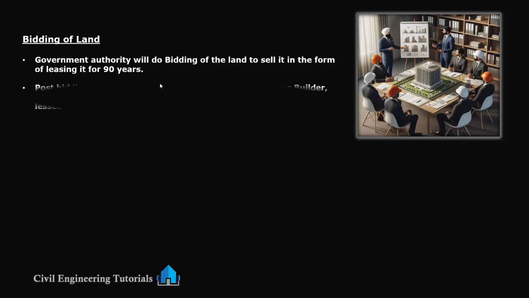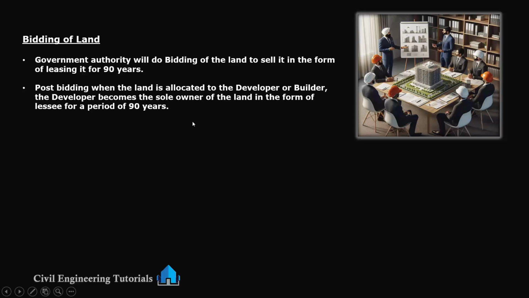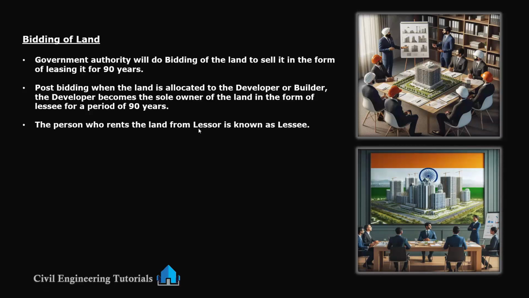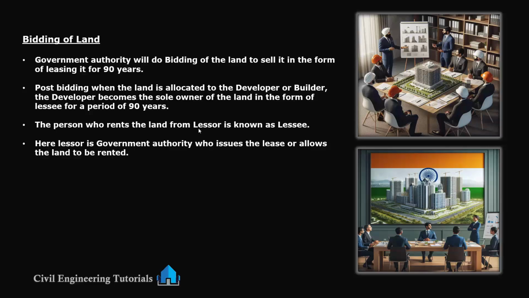So post bidding, when the land is allocated to the developer or builder, the developer becomes the sole owner. Remember this, the developer is not the owner in the usual sense. The developer is the sole owner of the land in the form of a lessee for a period of 90 years. Okay. Now, what is a lessee? A lessee is the person who rents the land from the lessor. So who is the lessor? The lessor is the government authority who issues the lease or allows the land to be rented.